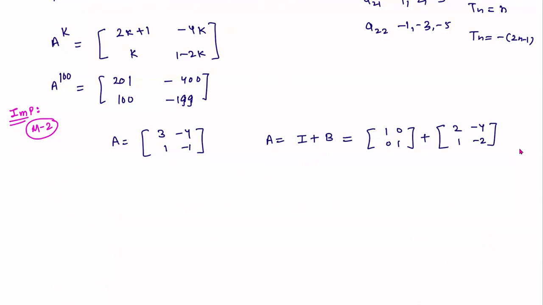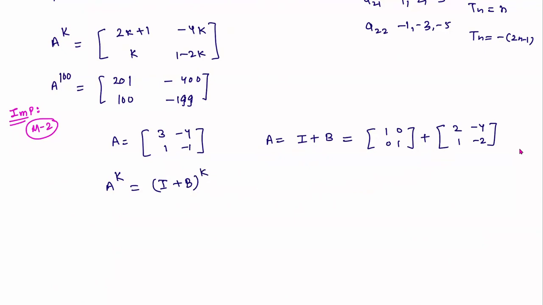Just we need to subtract minus 1, minus 1. Because that 1, 0, 0, 1 we are taking outside, no? Yes, sir. So that A matrix we are writing I plus B. Now suppose you need to find A power K. So you need to find I plus B power K or not?